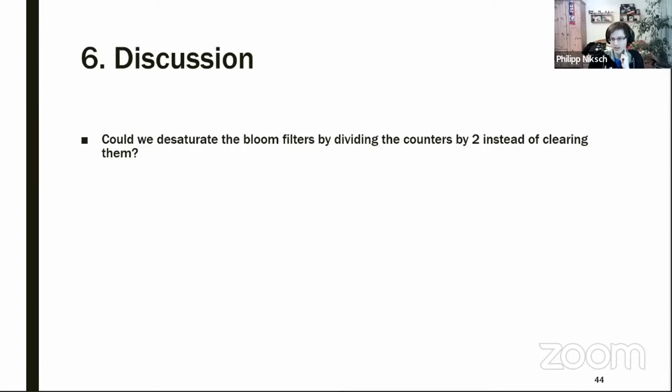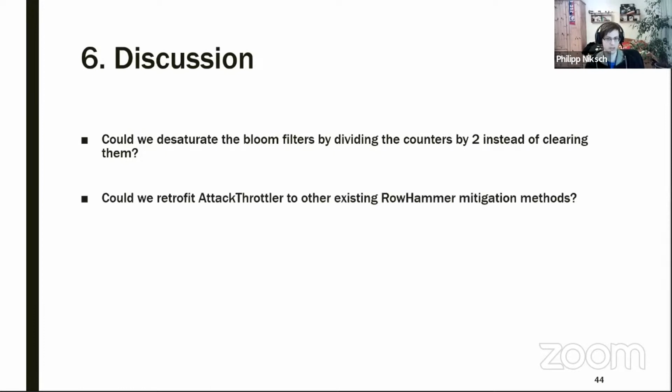Does anyone else have anything to say about the resetting or the desaturating of the Bloom filters? If not, either you can just bring them up as they come, or we just talk about the next thing.